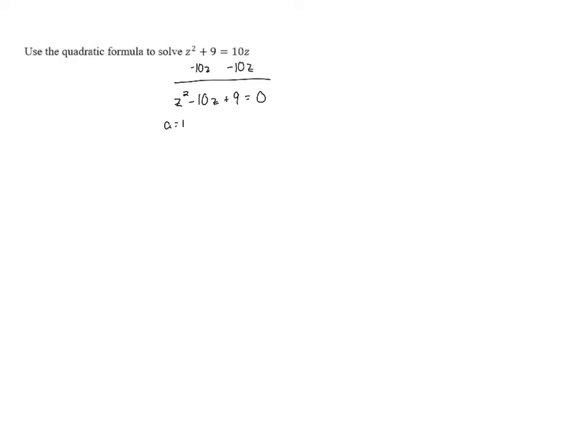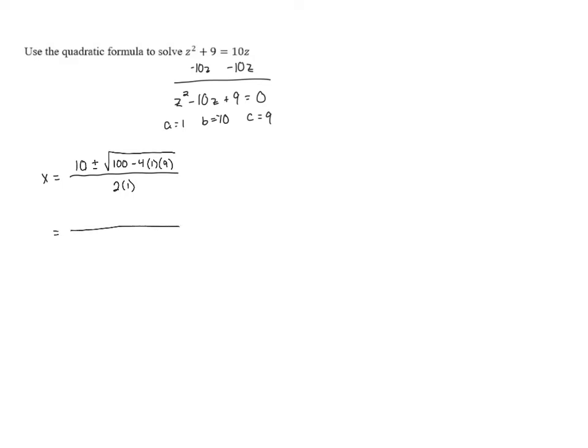In this case, a equals 1, b equals negative 10, can't forget that negative, and c equals 9. Let's substitute each of these values into the quadratic formula. We start off with the opposite of b, and since b is negative 10, that means the opposite of b is positive 10, plus or minus the square root of b squared. Negative 10 squared is 100, and then minus 4 times a, which is 1, times c, which is 9, all over 2 times a, which is 2 times 1.